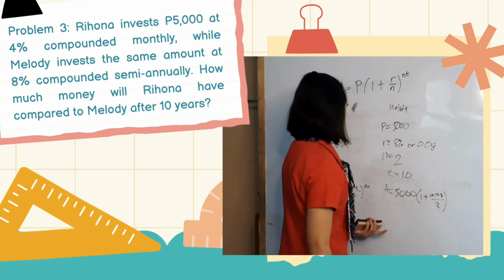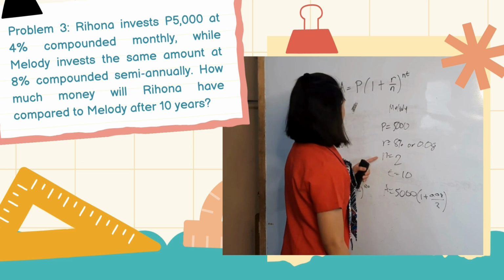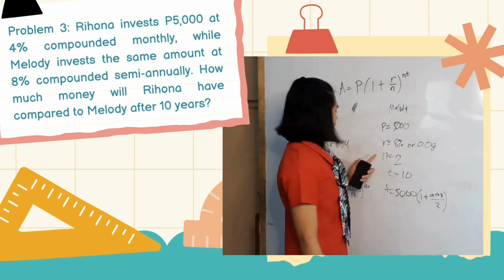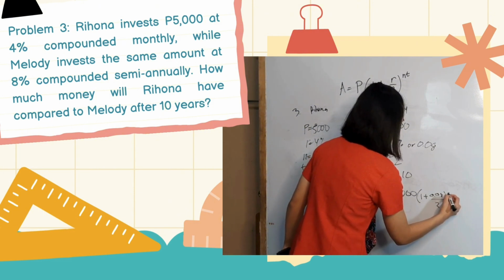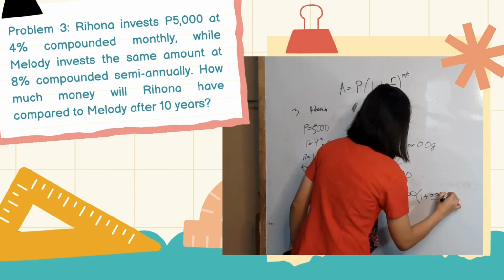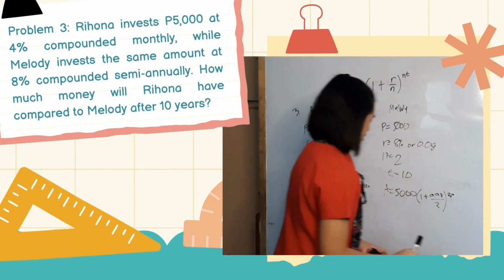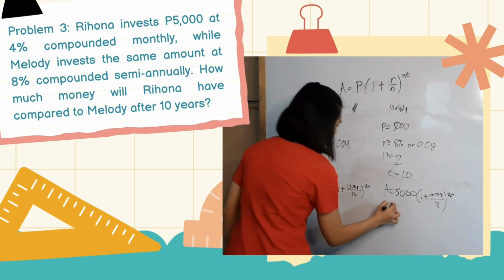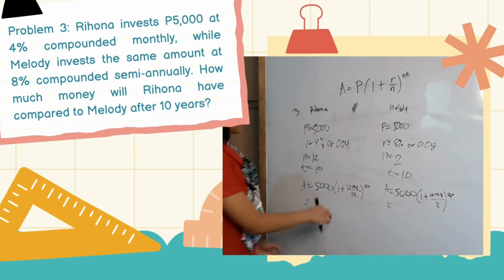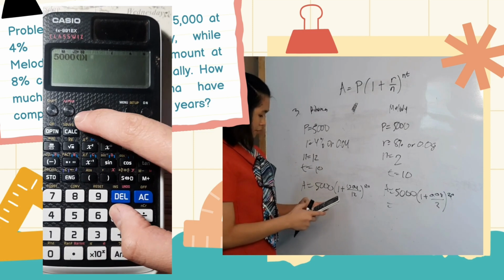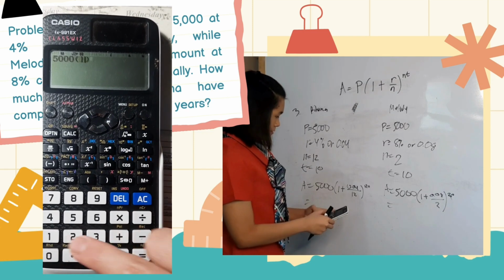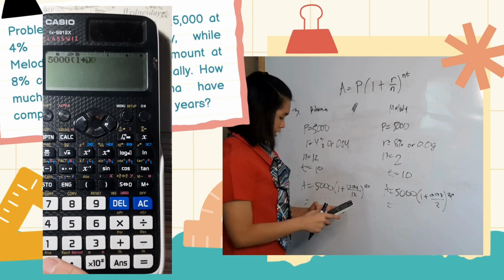Raised to nt, that's 20. n times t, 2 times n is 20, so raised to 20. So now let's get our calculators. First, we start here with the parentheses. Open and close, 1 plus 0.04 divided by 12, raise that to 120.